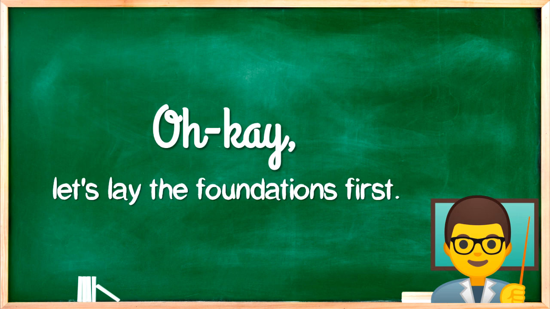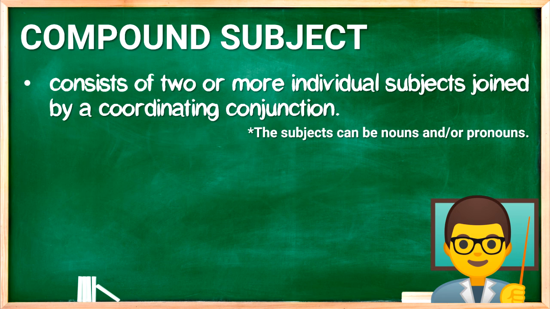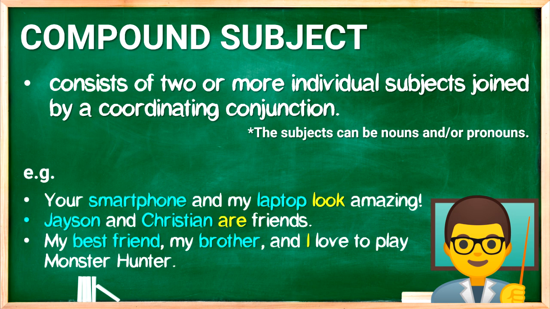Okay, let's lay the foundations first. Let's define what a compound subject is. A compound subject consists of two or more individual subjects joined by a coordinating conjunction. The subjects can be nouns and/or pronouns. Here are some sentences with compound subjects.